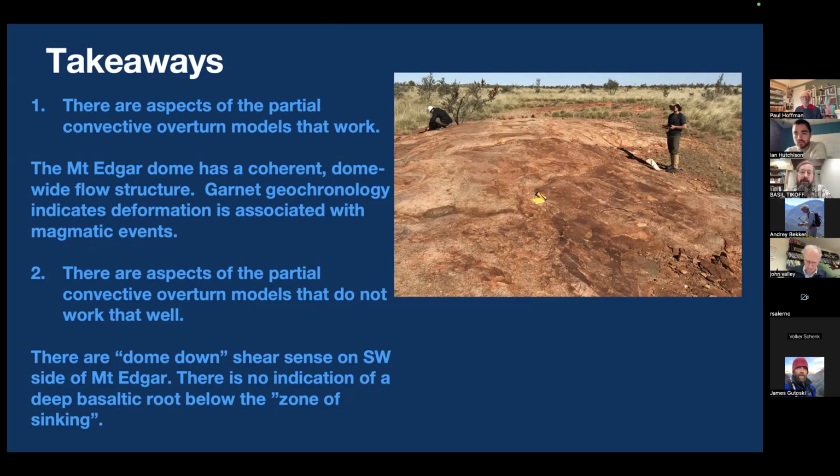But then there are problems with that model, which is that there are some very odd shear sense indicators on the sides of Mount Edgar, and there's no indication that there's a deep basaltic root below what has been proposed as a zone of sinking. So I'll go through that during this talk.